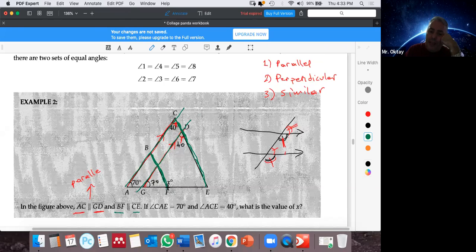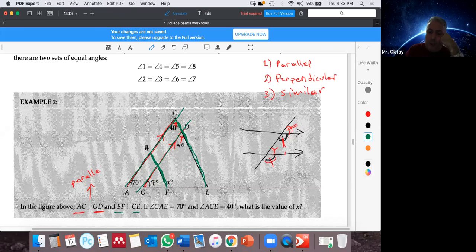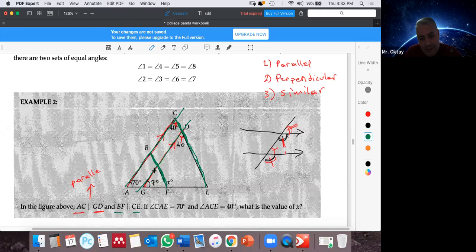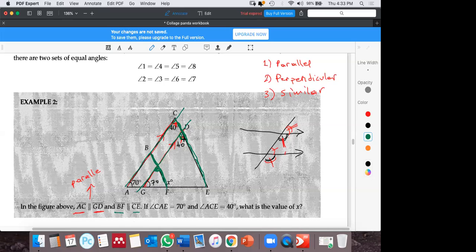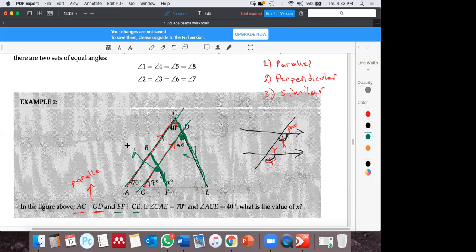Do you have any idea? Angle B is 40. This is 40. Which angle? Use BFE or GFP, something like that. Use some angle and B. Tell me. Angle B. Can I say this is 40? Yes. Let's have a look. Under this, under this, under this, under this. So this is now 40.